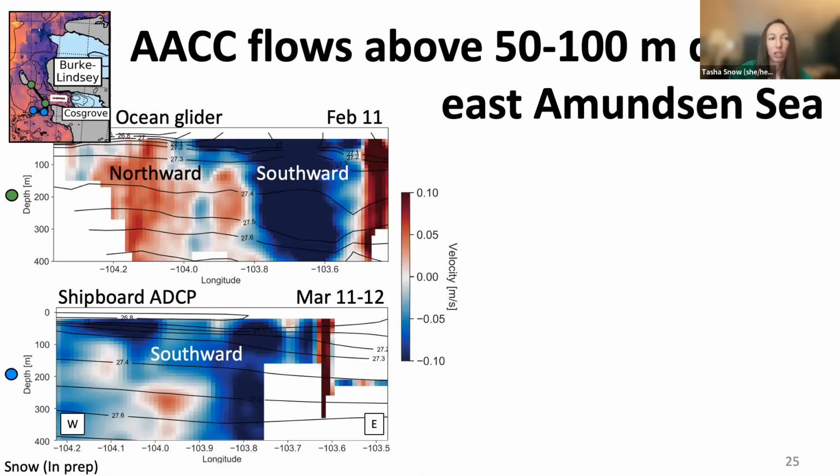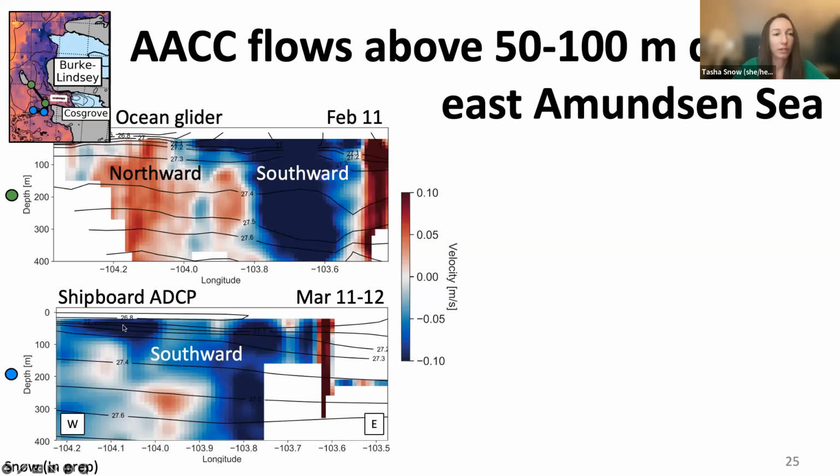of what we gathered from the field observations, this is showing water velocity, where blue is towards the south and red is towards the north. This is right up against the coastline in these green and blue transects. And we can capture the Antarctic coastal current here at the top. It's in the top 100 to 150 meters.